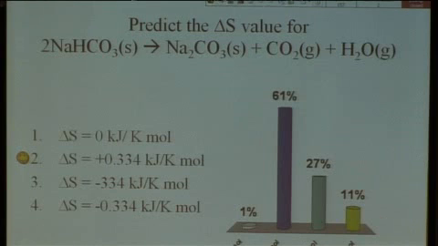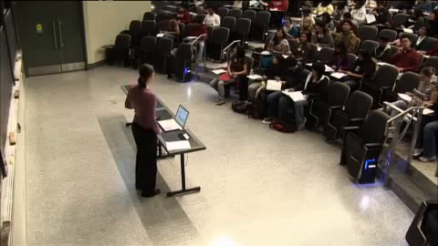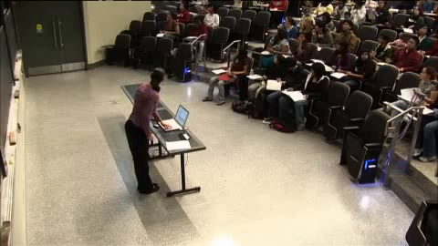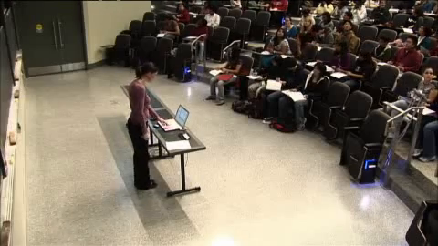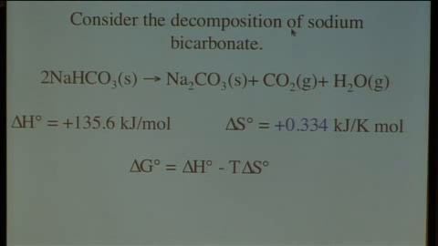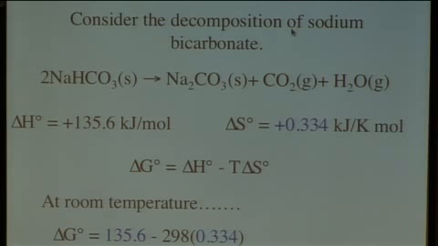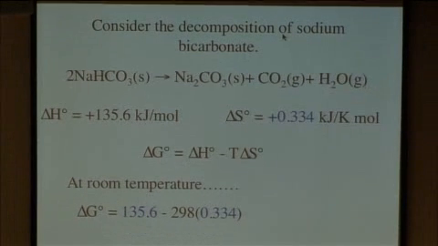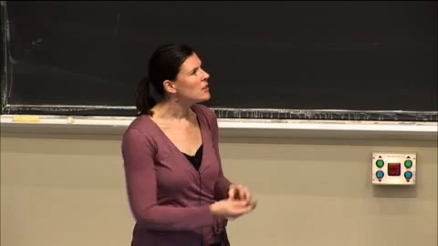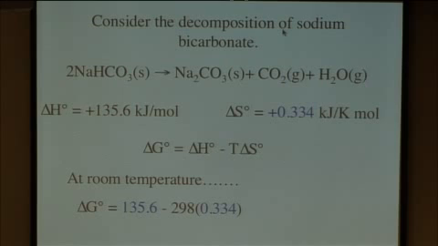So if we switch back to our notes, we can see that, in fact, let's focus on this screen today. Seems to be doing a little better. So what we see is that it's 0.334 kilojoules per K per mole is our delta S. So we can go ahead and calculate our delta G for the reaction. We're just plugging in our delta H, which is 135.6, and to start with, let's talk about room temperature. So 298 K times 0.334. What we end up having for the delta G of our reaction is 36.1 kilojoules per mole.